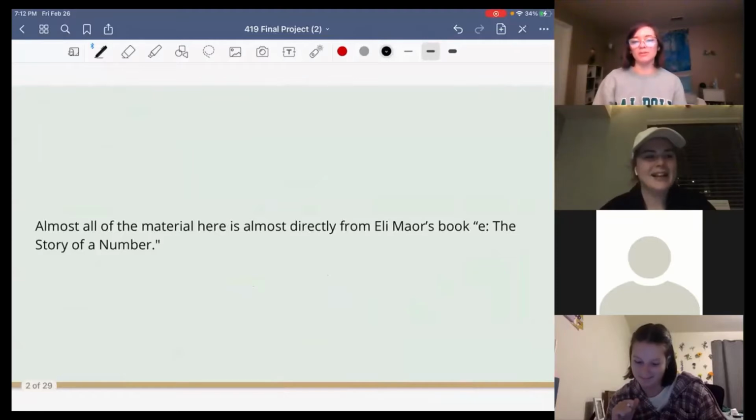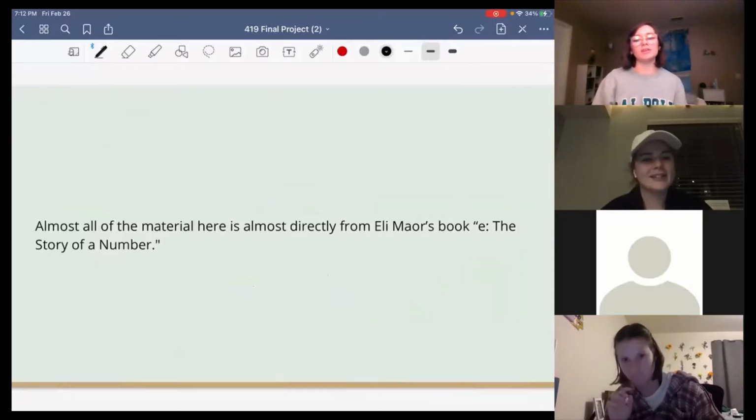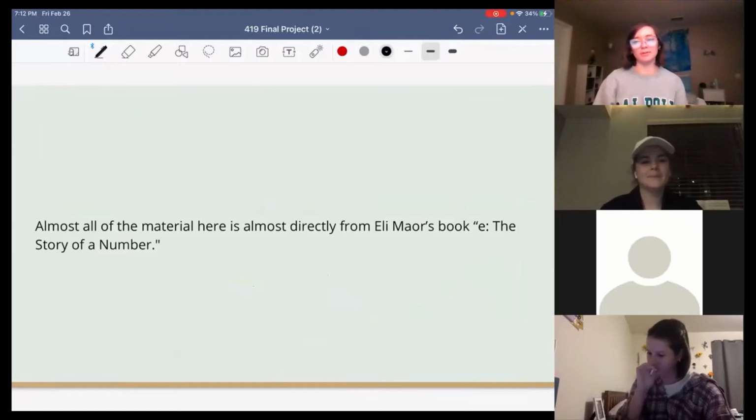All right, so almost all of the material here is directly from Eli Maor's book, e: The Story of a Number.